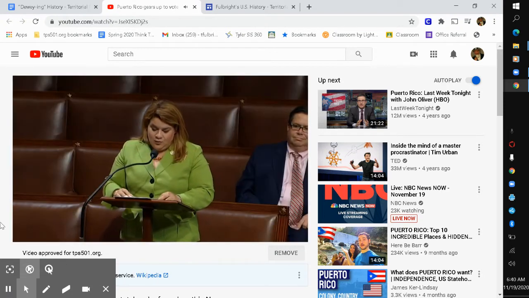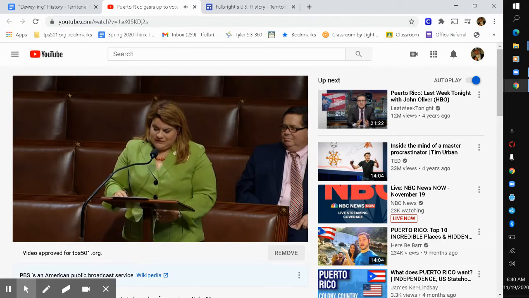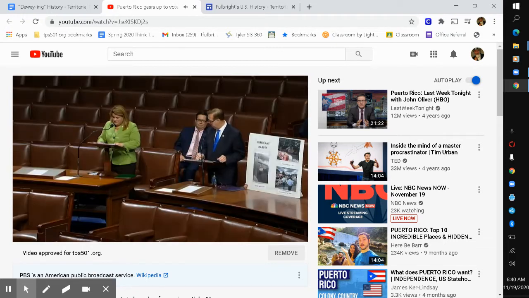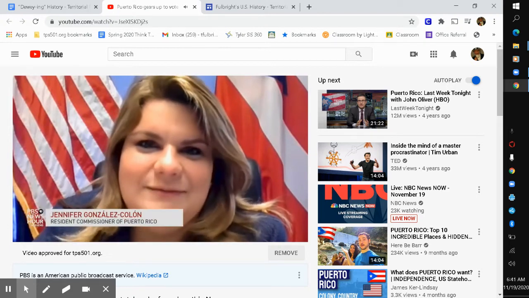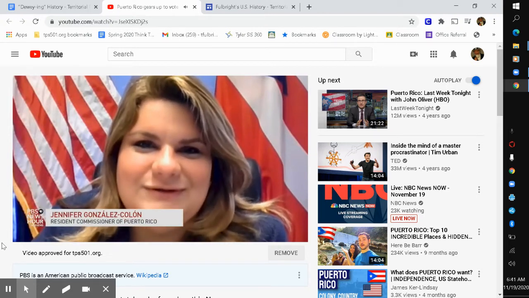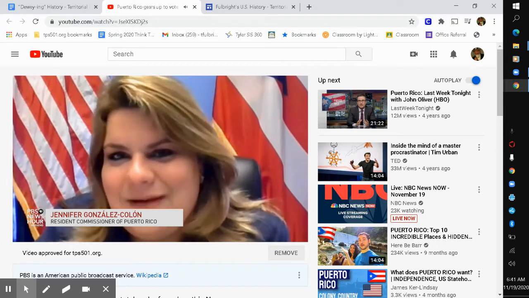Gonzalez Colon represents Puerto Rico in Congress and is the first woman in history to hold the position. Why we are fighting for equality and democracy around the world, but you still do have in your backyard.